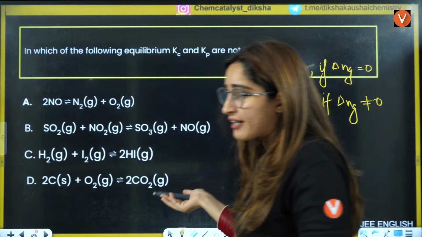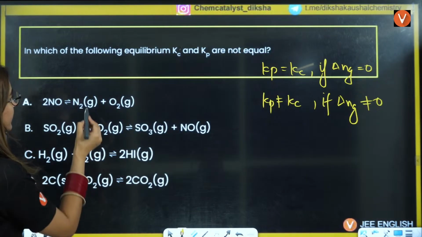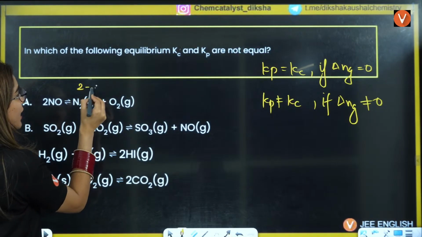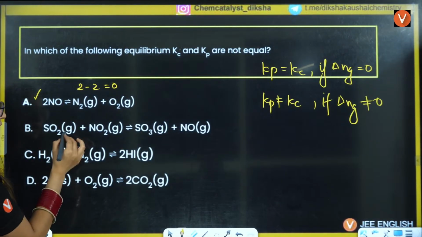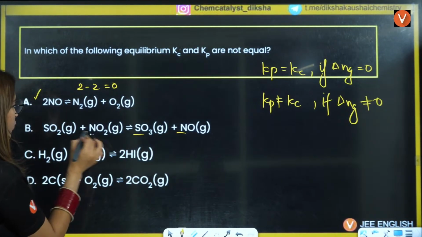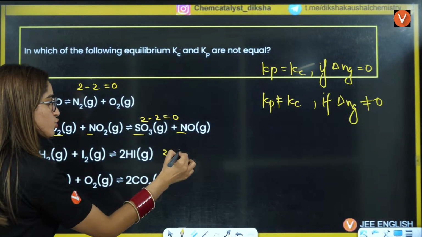So you can see that here. It is 1, 1, 2 minus 2, it is 0. That means Kc and Kp are equal. Right? So here it is 1, 2, 1, 2, again 2 minus 2, 0. 2 minus 2, again it is 0.